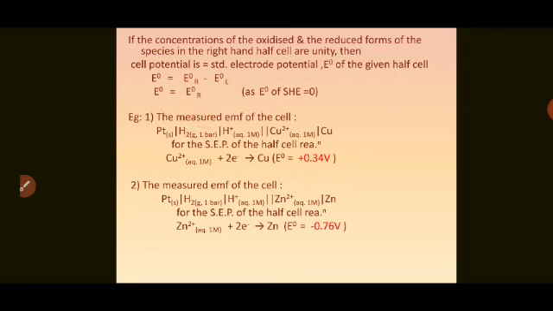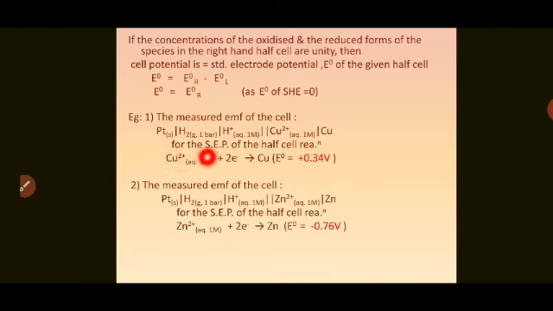Now, an example: the measured EMF of the cell. How to calculate it? Here the example is taken for copper. Individually, how the EMF of the copper cell is determined. That is platinum, hydrogen, H plus. This is called SHE, which is taken as anode, and a copper rod dipped in copper sulfate solution, that is Cu2 plus ions, at 1 molar concentration, is taken as cathode.